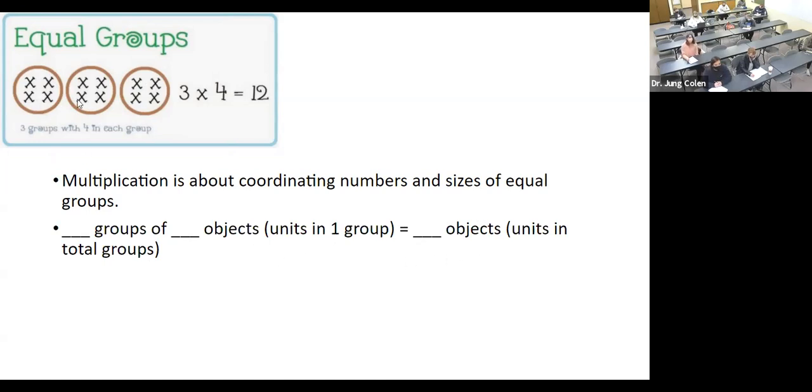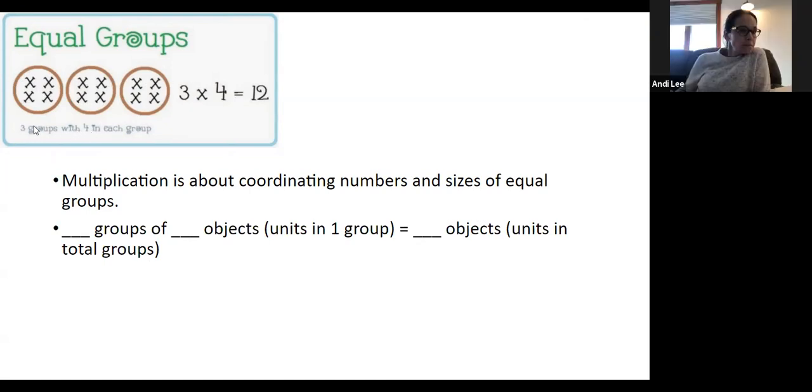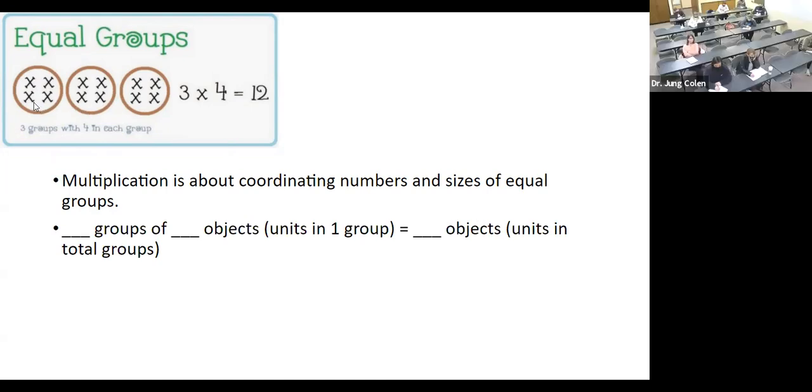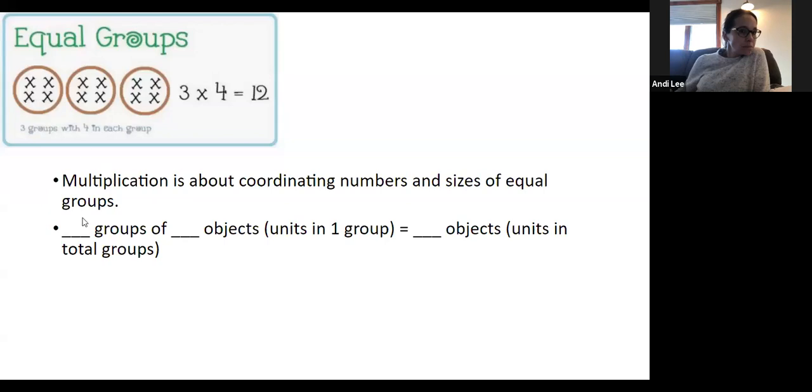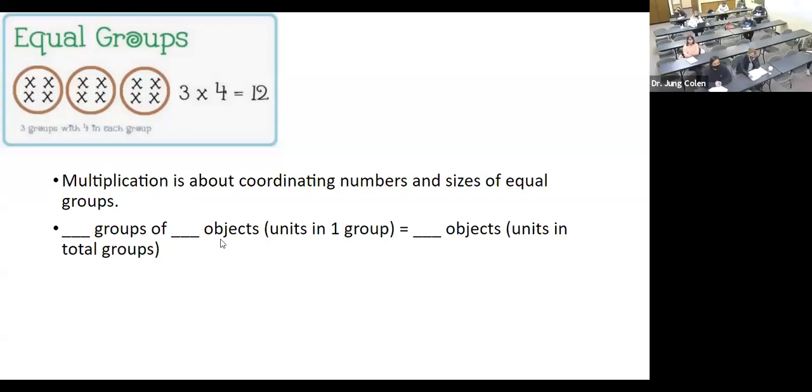So let's take a look at this example up here. How many groups do we have? 3. Okay, 3 groups. And how many objects are in each group equally? 4. 4 x's are there, right? So we can say 3 groups of 4 objects, or 4 x's. And how many x's are there all together? 12. So 12 objects, right? So the unit here is the same as the number of objects. If these are x's, you need to say there are 12 objects, 12 x's, not 12 dishes or something like that, okay? All right.